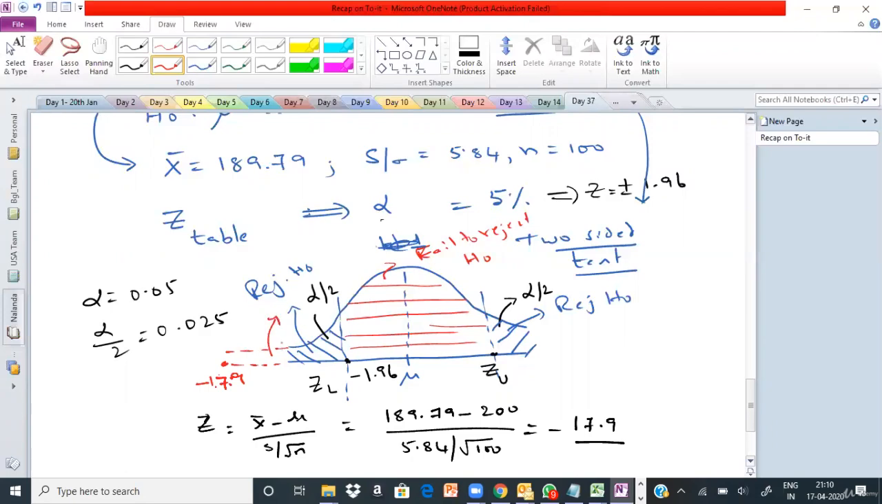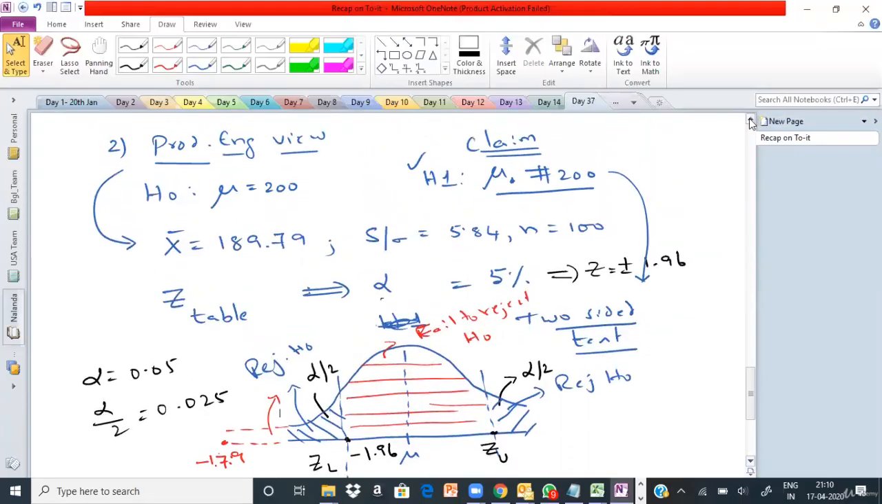Friends, are you with me? It is falling in the rejected area. Rejecting of H0. Rejecting of H0 means what? H0 says it is equal to 200, and that means it is not at all equal to 200. That means what the production engineer is saying is correct.